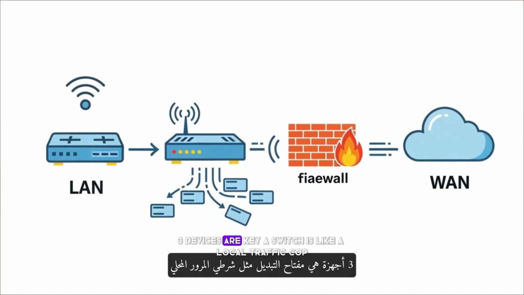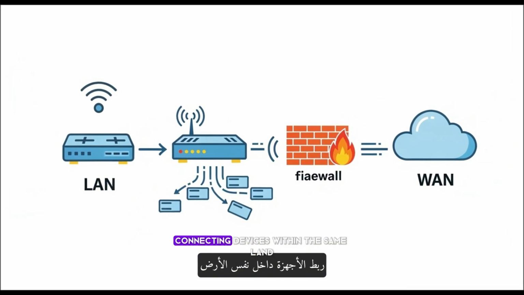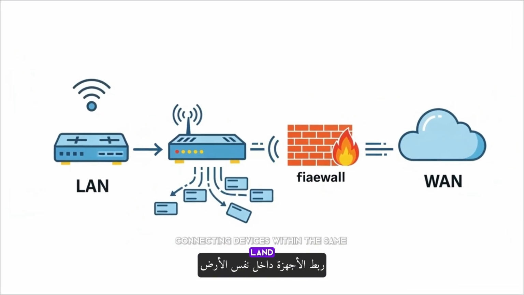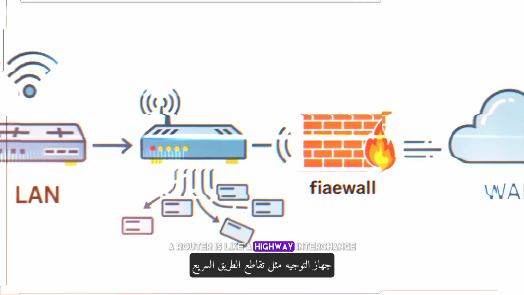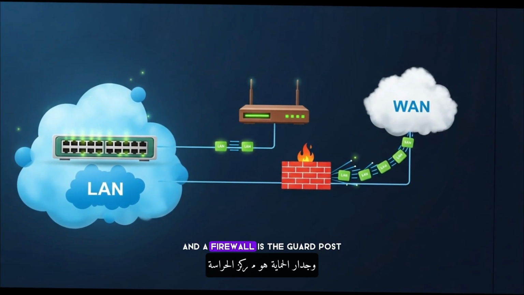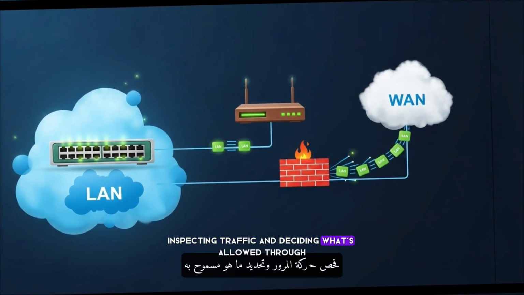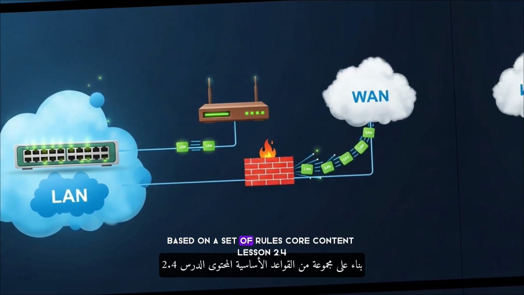3 devices are key. A switch is like a local traffic cop, connecting devices within the same LAN. A router is like a highway interchange, connecting different networks together. And a firewall is the guard post, inspecting traffic and deciding what's allowed through based on a set of rules.